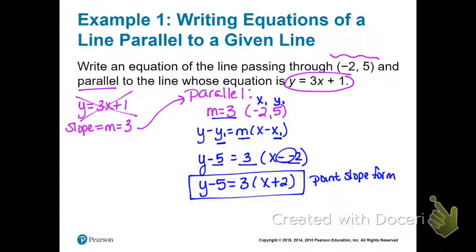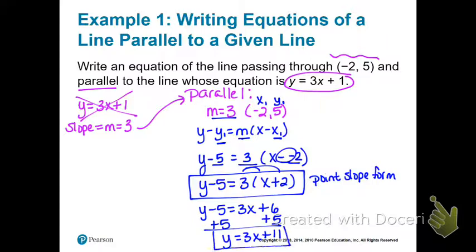If it says slope-intercept form, we're going to keep going. We're going to distribute the 3, so we get y minus 5 equals 3x plus 6. Move the 5 over, combine it with its like term, and we get y equals 3x plus 11. Now this is slope-intercept form.